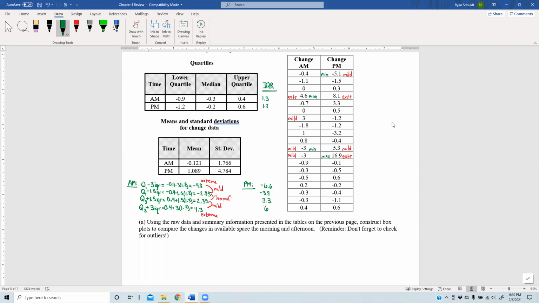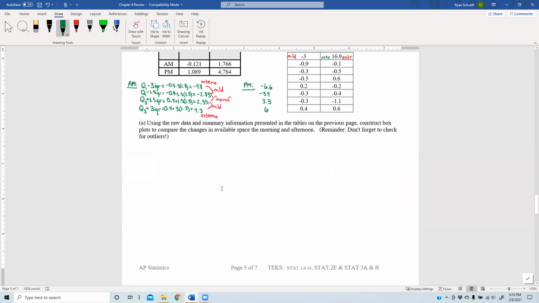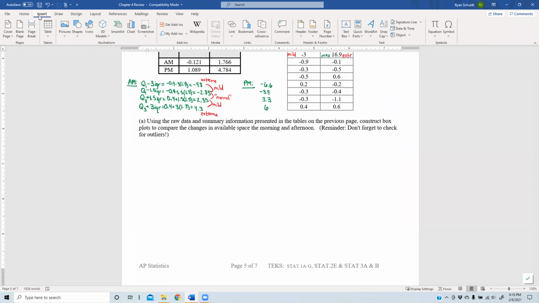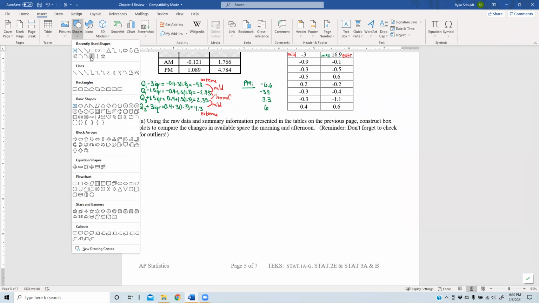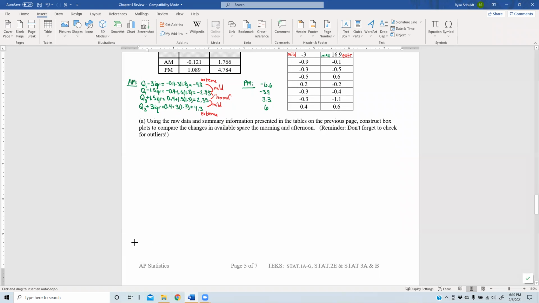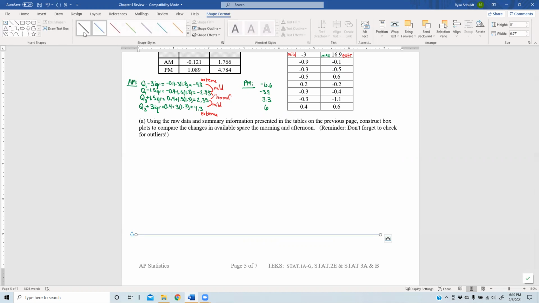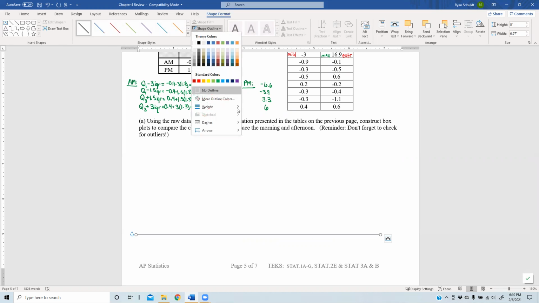Okay, so we've done all the grunt work, but we still haven't even answered the question yet. We still haven't made a comparative box plot. So let's do that. First thing we need to insert is our scale. So let's insert a scale.